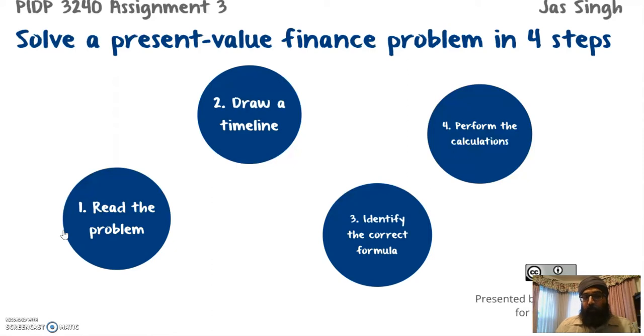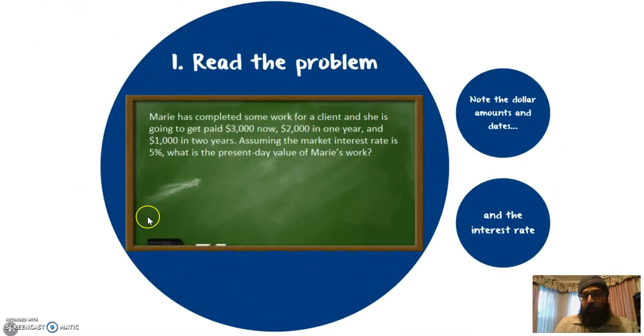So to solve this problem, we're going to go through 4 steps: reading the problem, drawing a timeline, identifying the correct formula, and performing the calculation. So let's go ahead and get into the first step, which is reading the problem.